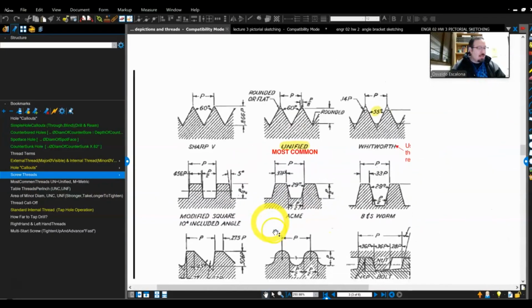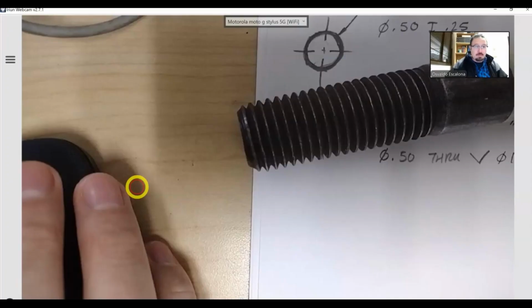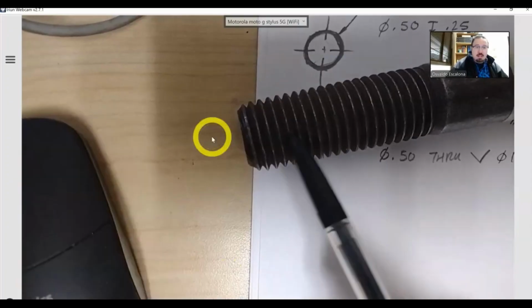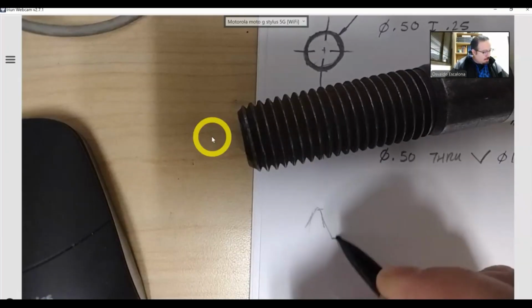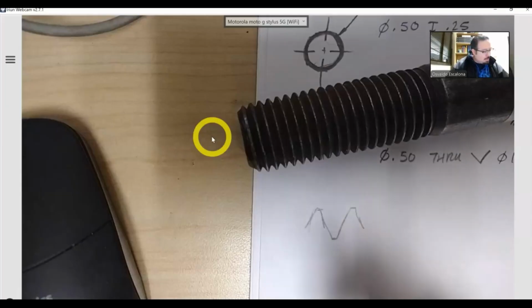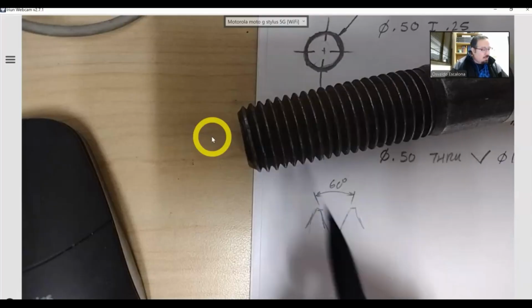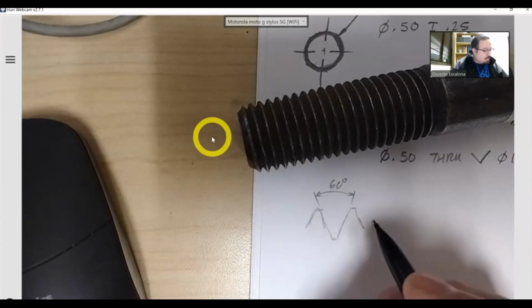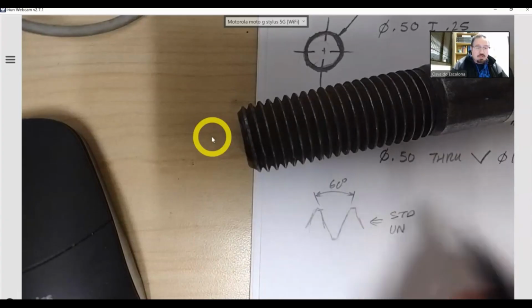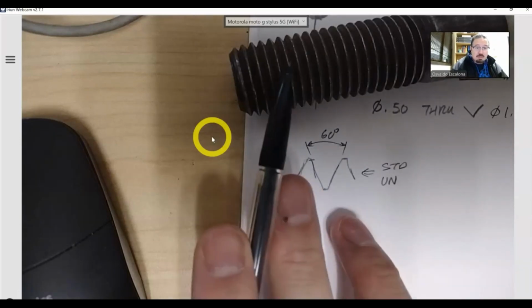Well, first of all, there are way too many threads, and I have a bunch of them here. If we have a regular thread, let's see if I can show you on the camera. This is my regular thread. The angle of that thread is usually 60 degrees, and I hope you guys can see the little angle right there. This 60 degrees is a standard for the Unified National. Unified National is the type of thread that you will see every time you go to the hardware store.